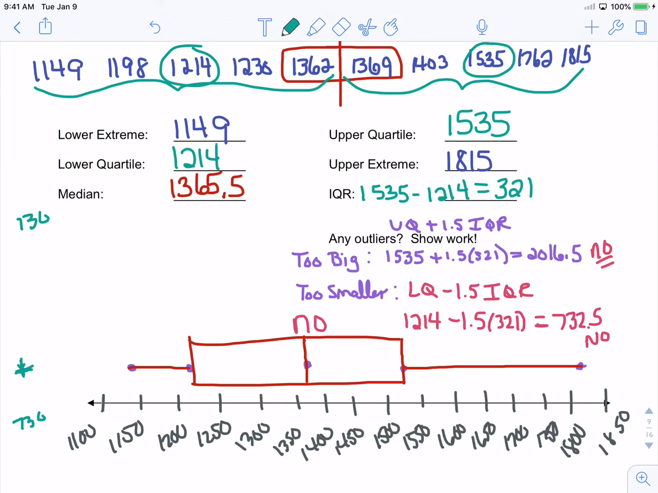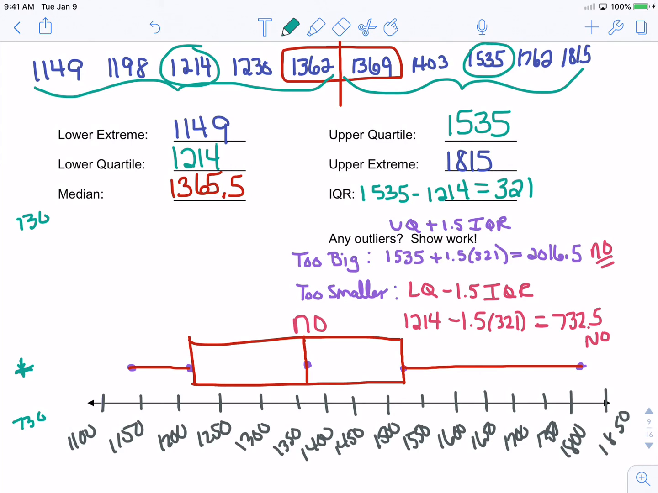I don't connect to that. I would then connect to the second lowest value, or the first number that falls within your group of data. So if I had the number 730, I would put a little asterisk. I would still graph the lower extreme at 1149. That's not an outlier. And I would connect my whisker to that lower extreme value. So an outlier is way beyond the two boundary values that we have.